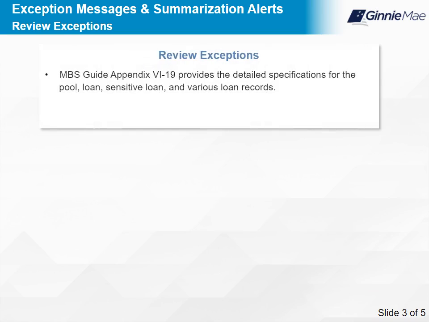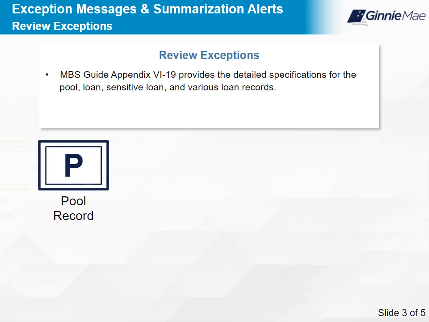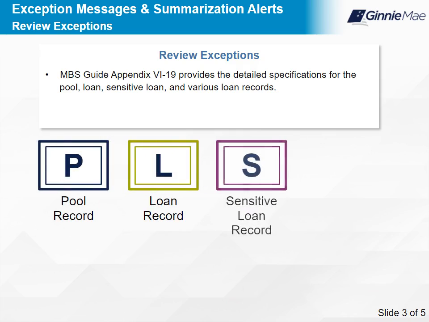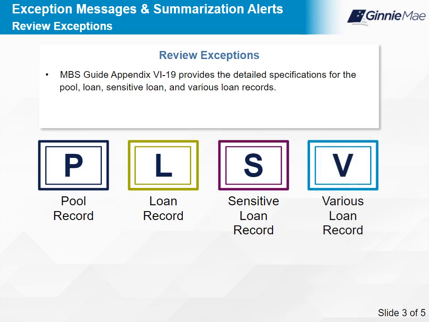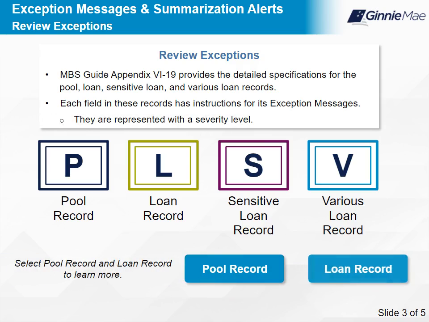MBS Guide Appendix 6-19, RFS Issuer Monthly Report of Pool and Loan Data, found in Resources, provides the detailed specifications for the Pool, P, Loan, L, Sensitive Loan, S, and Various Loan, V, records. Each field in these records has instructions for its exception messages. Each of those exception messages is represented with a severity level that we will discuss in the next topic. Select the Pool Record and Loan Record buttons to review the first two fields of the P record and L record. Select Next to continue.